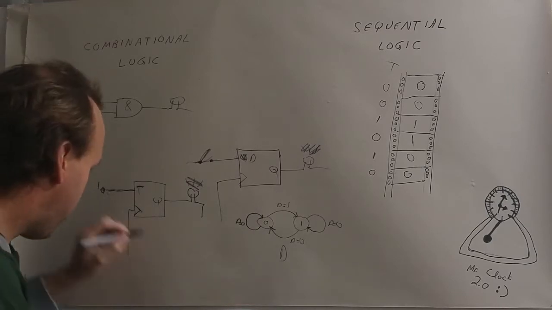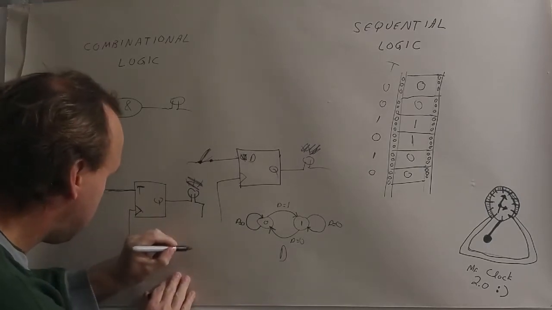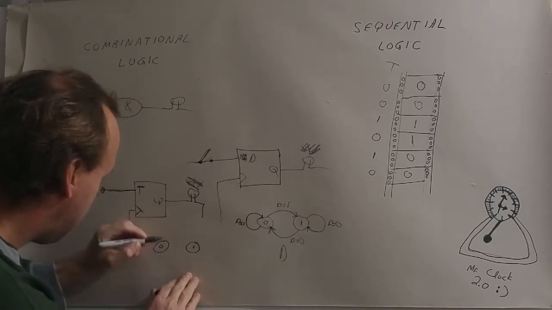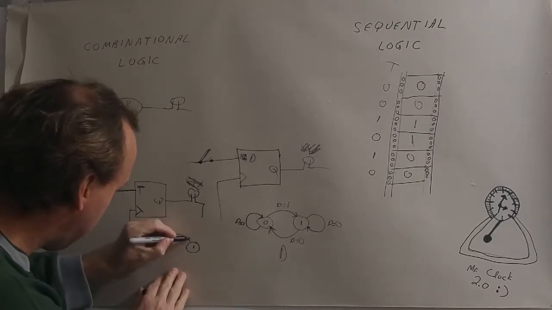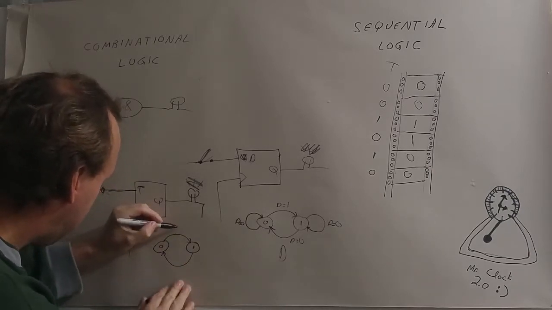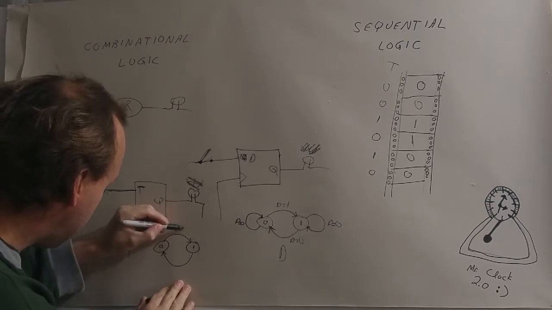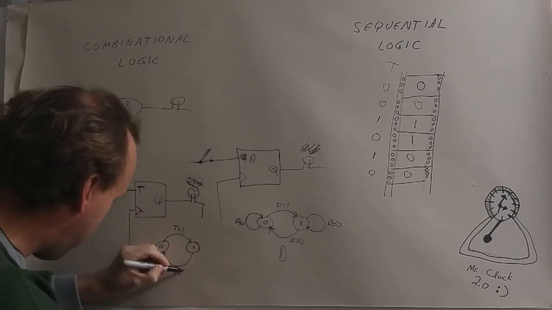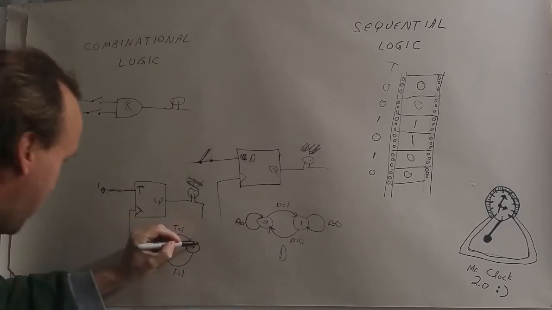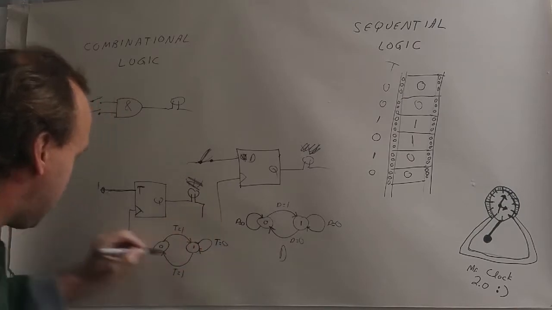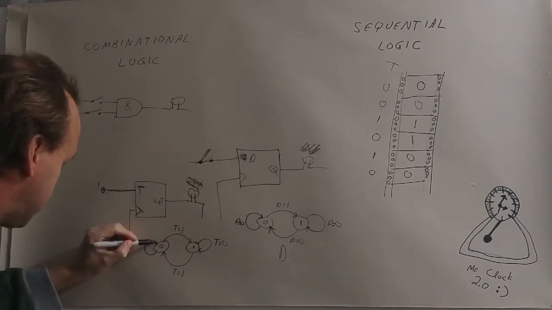And the T flip-flop diagram is similar, but the state change will be on a different condition. In this case, T equals 1 condition will flip the 0 to 1. It'll also flip it from the 1 back to 0. And, of course, it stays on the same state if T is 0.